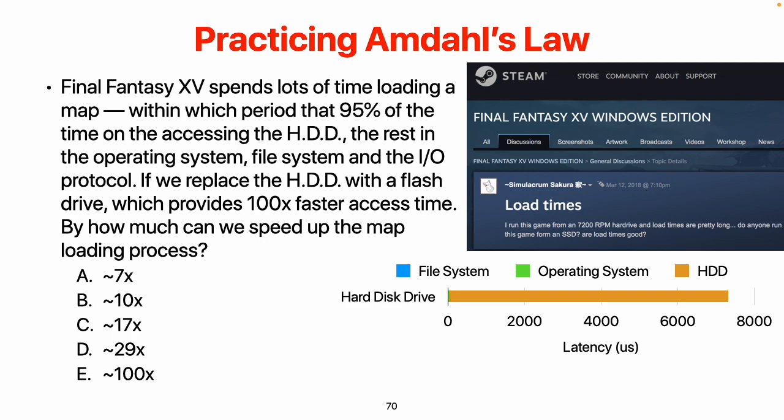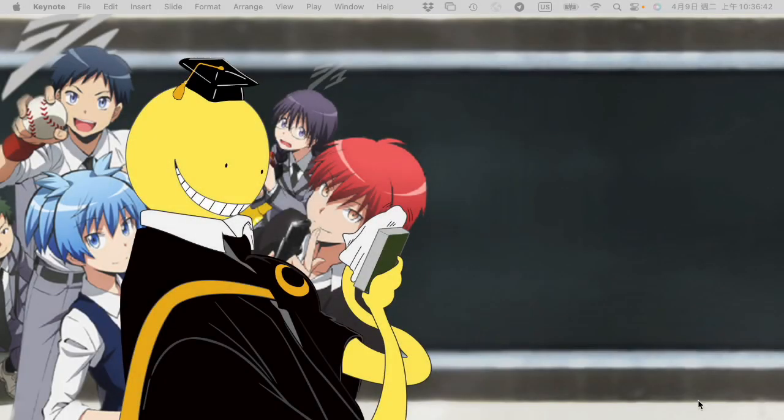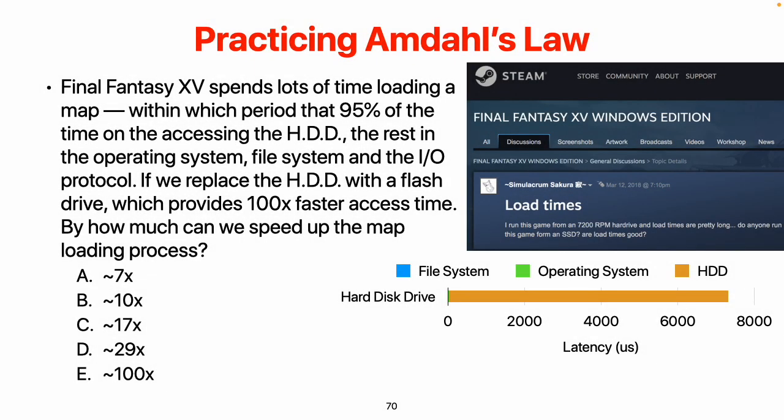Okay, here's the... I did this, right? Oops. Sorry, I closed your slide. That's okay. Okay, here we go. 1 over 1 minus F, so the F is 0.95, right? And over 100. Okay, so that would give us the answer of C.